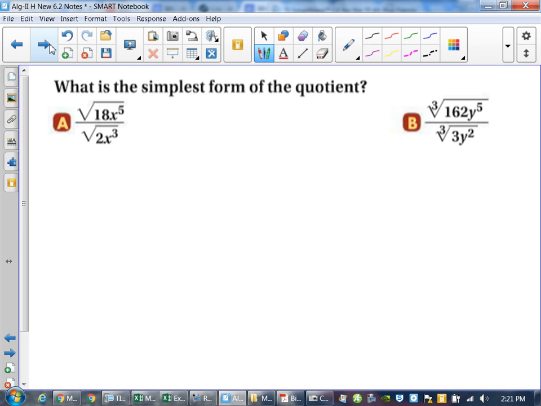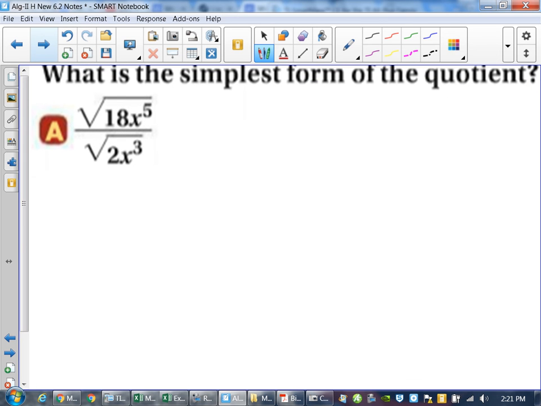So let's do that and then work through the idea of rationalizing denominators, okay? We have square roots. Excuse me. We're going to simplify out using our square roots, and then we'll see if we have to rationalize anything.